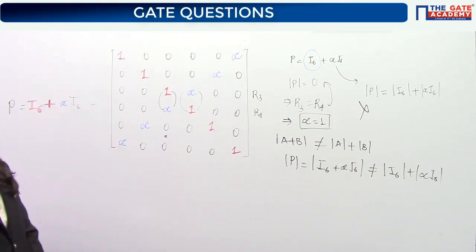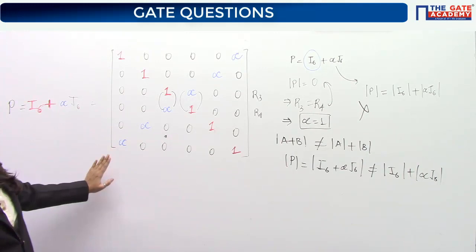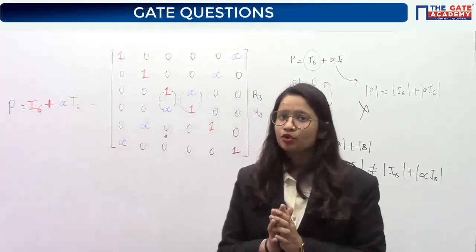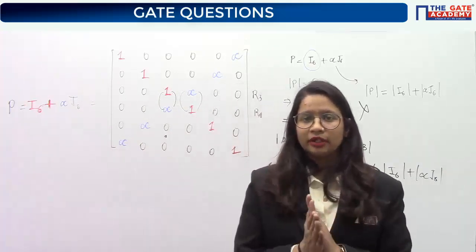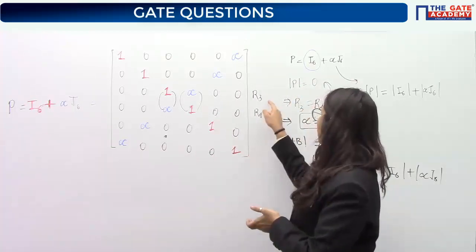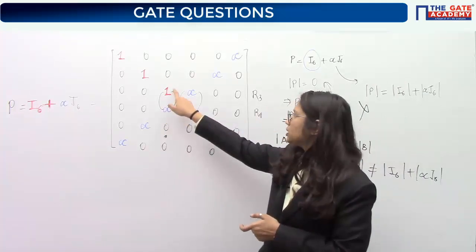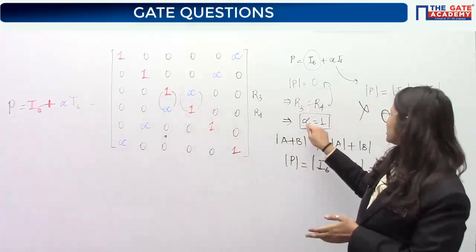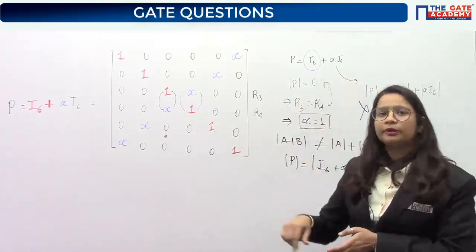Okay, what I said is that this is the matrix P. For the determinant of this matrix to be 0, we can apply the property that if two of the rows become the same, then we know that the determinant value will be 0. So I can say that this R3 can become equal to R4 if this alpha becomes equal to 1 and this alpha also becomes equal to 1. So as soon as this alpha becomes 1, R3 becomes equal to R4 and the determinant will be 0.